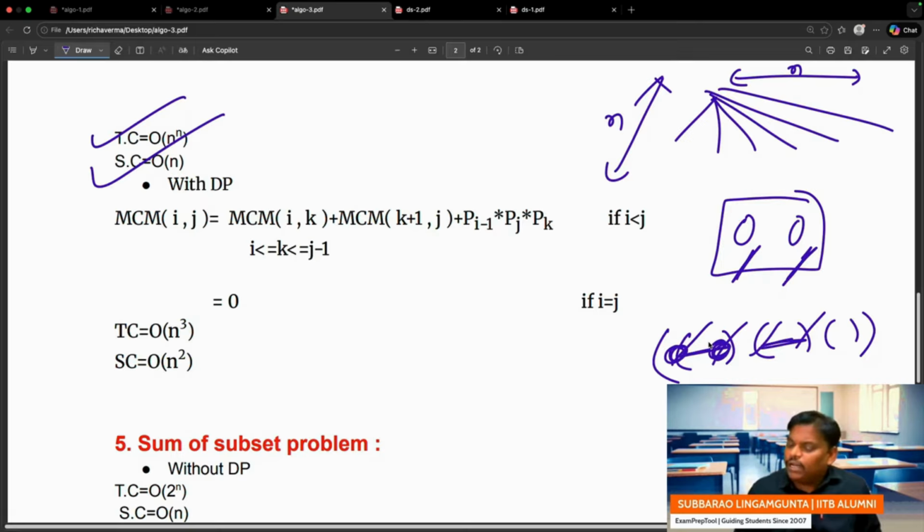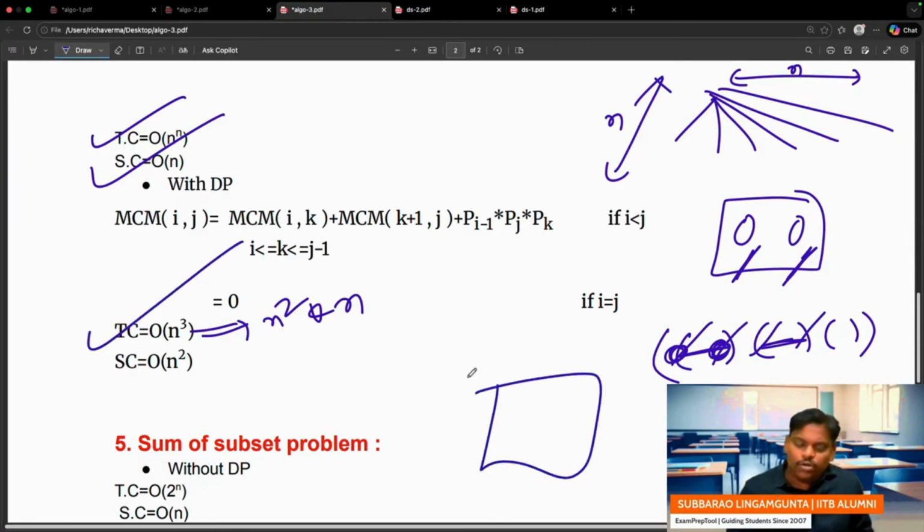After doing this, every time I have to find the minimum number of multiplications required for the matrix chain multiplication. Every time, out of n, you have to find the minimum, which takes n time. So n square is the table size, and the distinct function calls are n square into n, giving n cube. Space complexity is the table size, which is going to be n square.